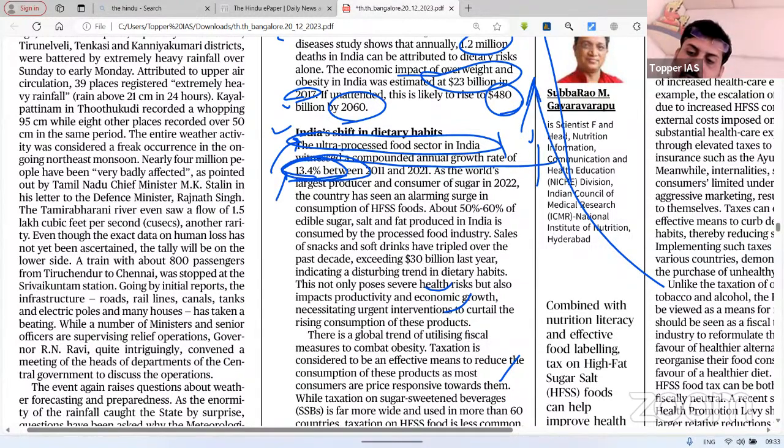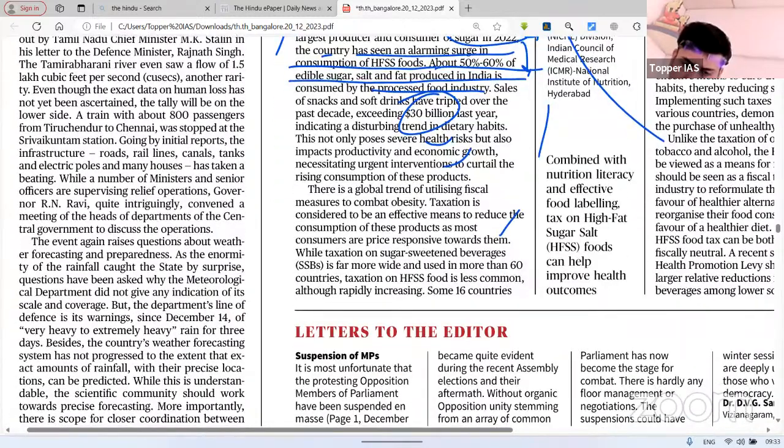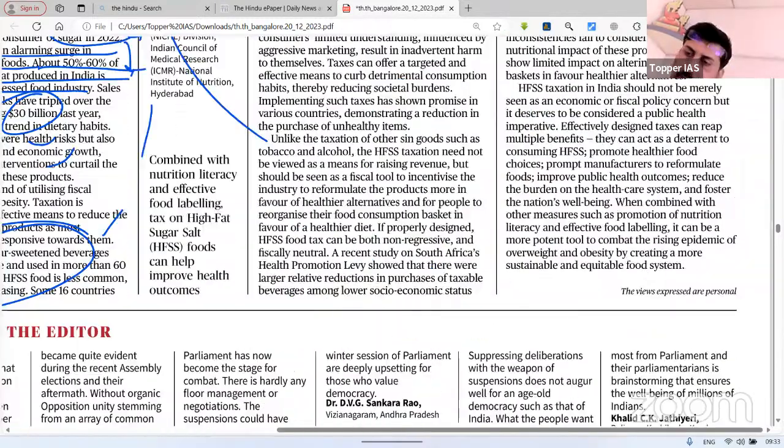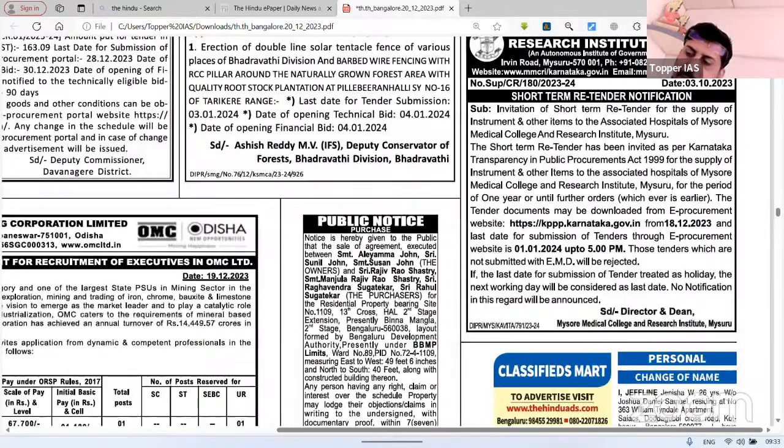World's largest producer and consumer of sugar, in 2022 the country has seen an alarming surge in the consumption of HFSS foods. So again, we are consuming the highest sugar. About 50-60% of edible sugar, salt and fat produced in India is consumed by the processed food industry. See how much it is diverted for processed food only. Sales, and they are telling the amount of how much we are selling.